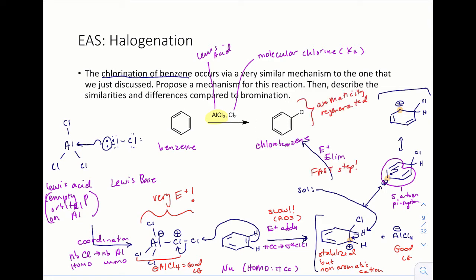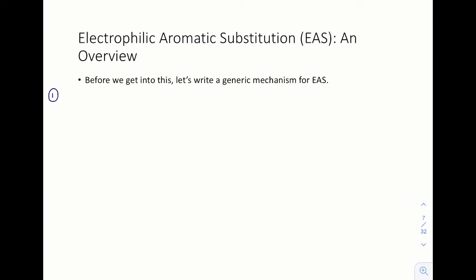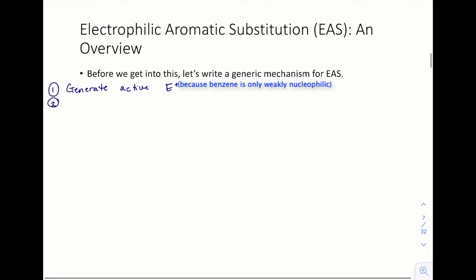This sequence of generating an active electrophile, addition, followed by electrophile elimination, is consistent with the generic mechanism that we discussed before and that you wrote down in preparation for moving on. Let's review that generic mechanism one more time. For most of these electrophilic aromatic substitution reactions, the first step will be to generate the super electrophile, generate the active electrophile. Then there will be the electrophilic aromatic substitution part, which proceeds via 2 elementary steps.